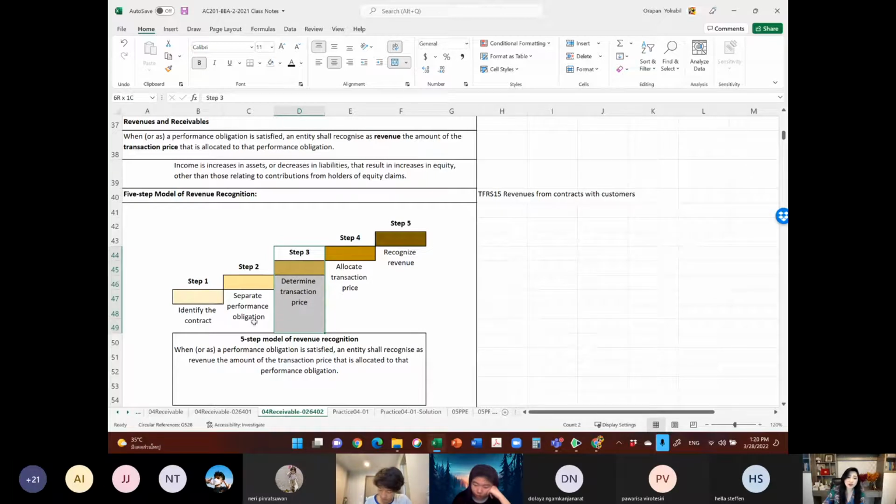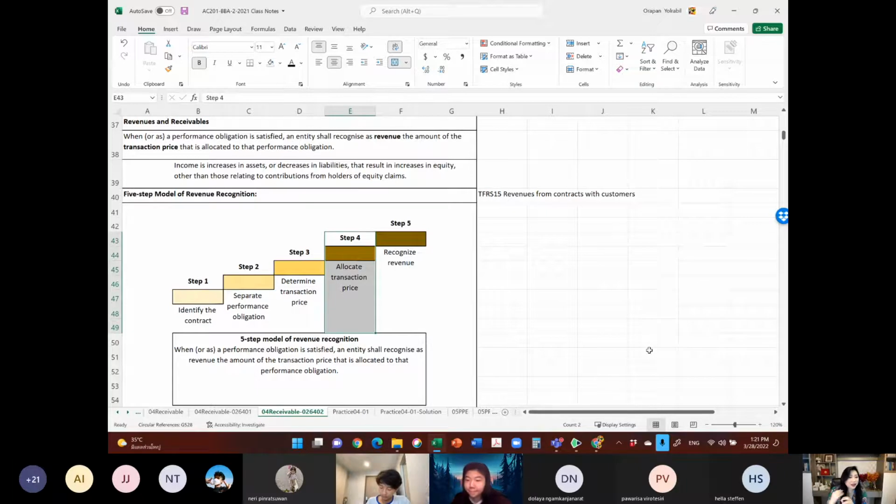And if you have multiple performance obligations, what you need to do is allocate that transaction price to each and every performance obligation. For example, if you charge 1.2 million for the whole transaction price, then you have to allocate that 1.2 million to each and every performance obligation. Maybe the price of the product is 1 million, and another 200,000 is for after sales services that would last for 1 year.